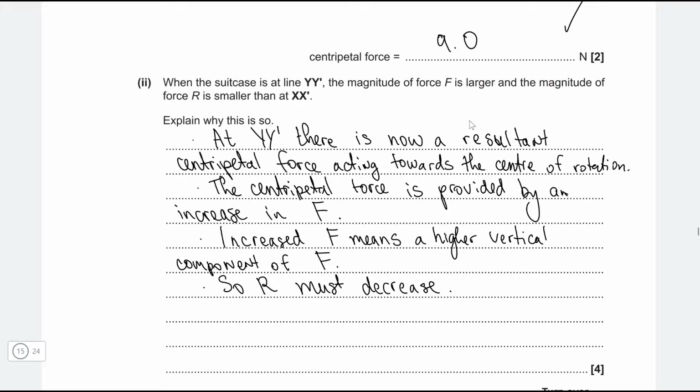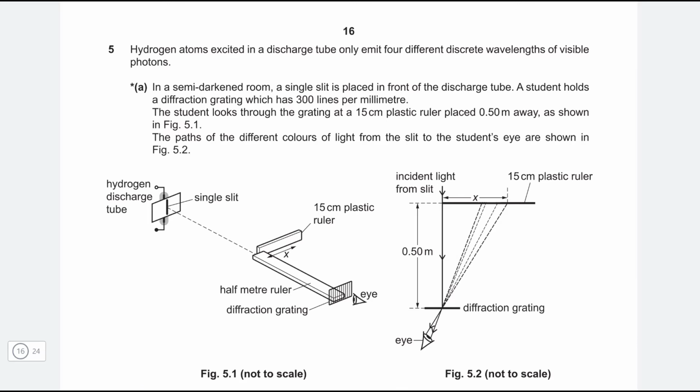So increased F means a higher vertical component of the frictional force. Let's just add balancing the weight. Therefore, R must decrease.